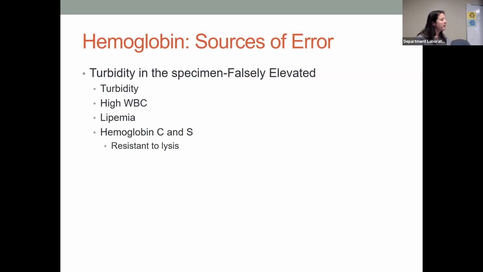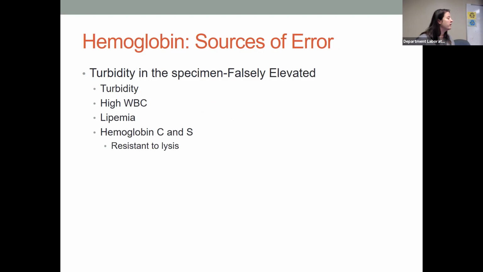All right, so with any of our hematology, there are some sources of error that you need to be aware of. And this is real easy if you can always come back to how the hemoglobin determination is obtained. Remember, we're using spectrophotometry, so we're measuring the amount of light that's being transmitted through that sample. So anything that affects the turbidity of that sample will alter our hemoglobin value as well.